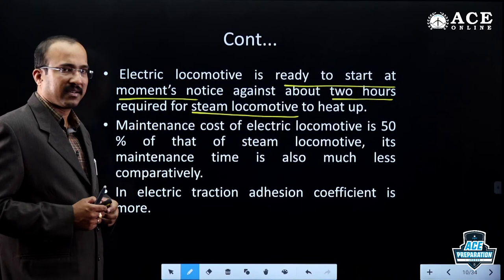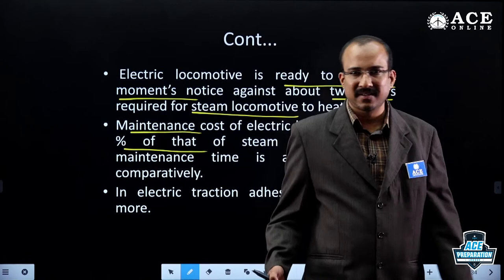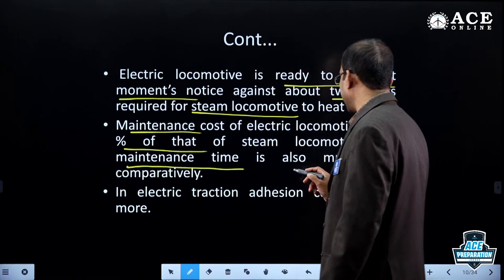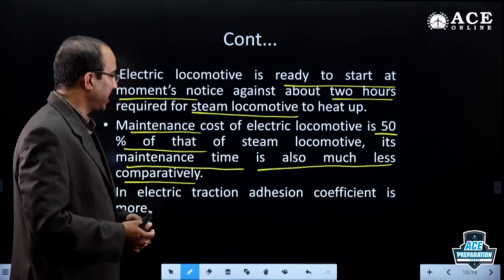Maintenance cost is approximately 50%. Here, maintenance cost is around 50% of that of a steam locomotive. So maintenance cost is less, and maintenance time is also much less comparatively. Because of that, we can go for quick start.